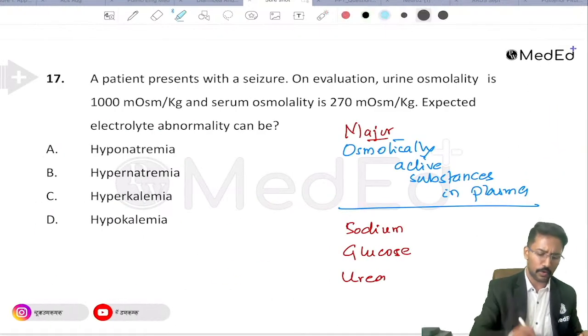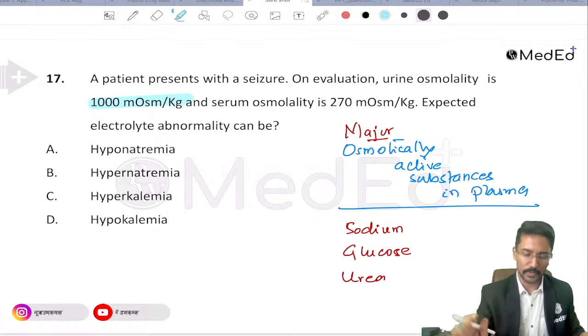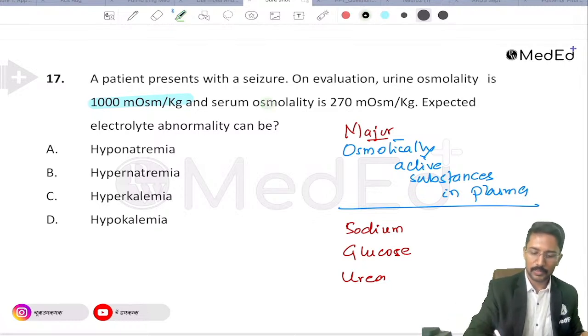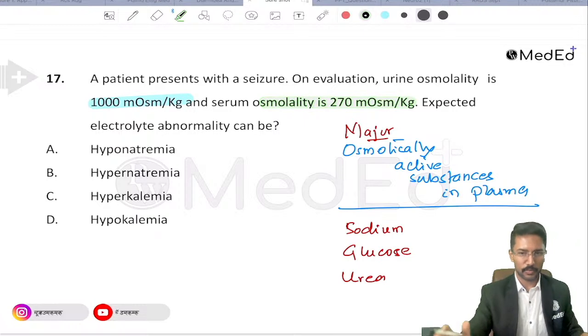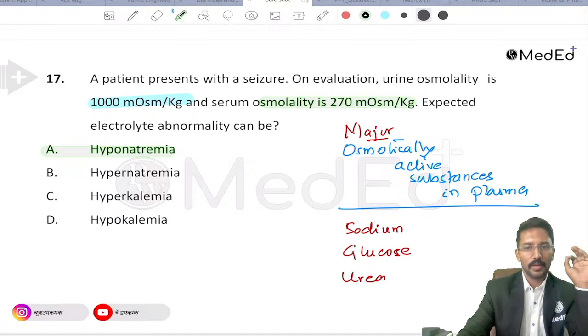So in this case, forget about what is happening with urine osmolality. Depending on the cause for hyponatremia, it will be different. But the moment I see that serum osmolality is less than normal, normal is 285 plus, I know it is hyponatremia related, right? Can we have a condition where there is hyponatremia but serum osmolality is normal or increased?